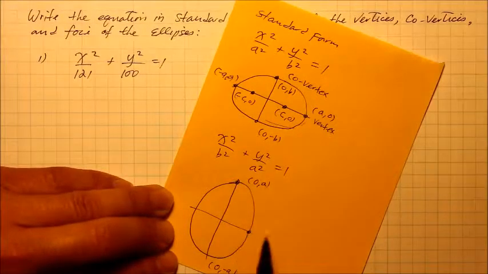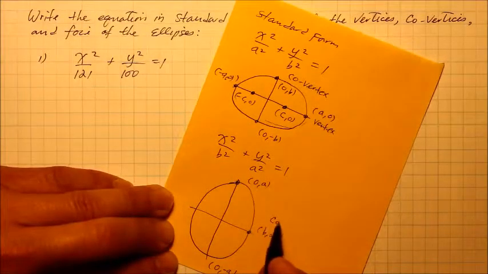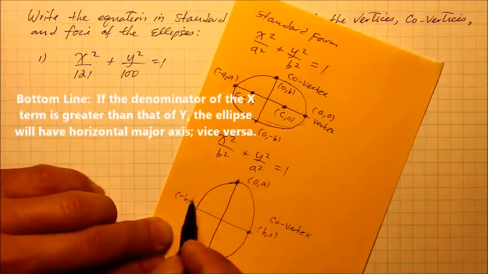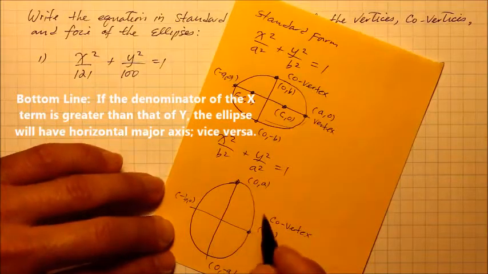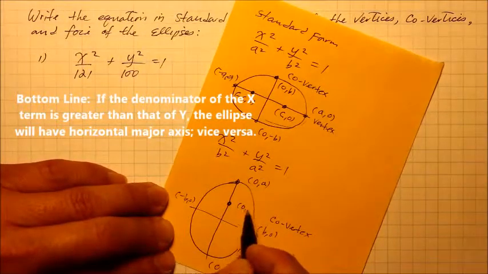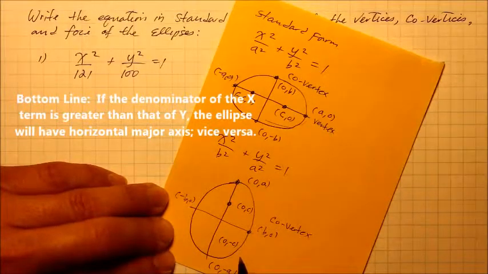Now this becomes b, 0. Okay, b is always represented by the co-vertex. So now this becomes the co-vertex. Then this, of course, is negative b, 0. And then the foci are always along the major axis. So then this will be 0, c and 0, negative c. Right there.